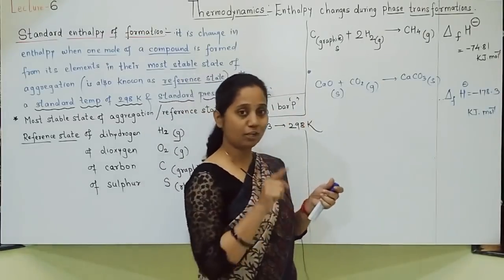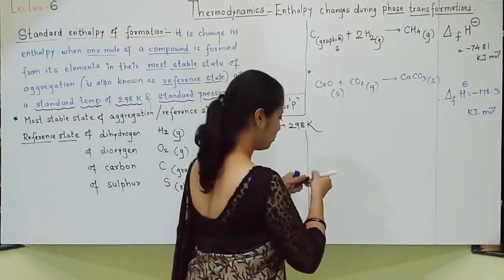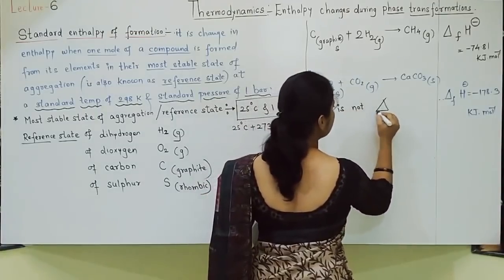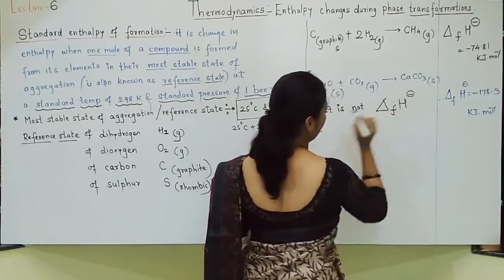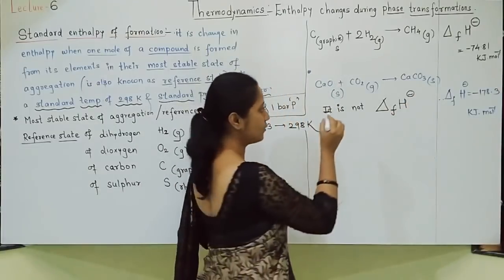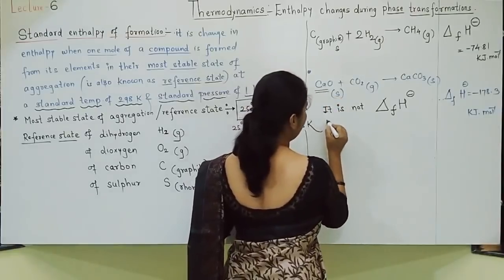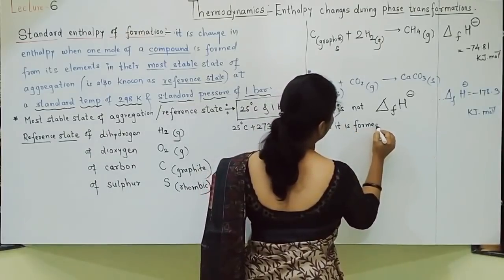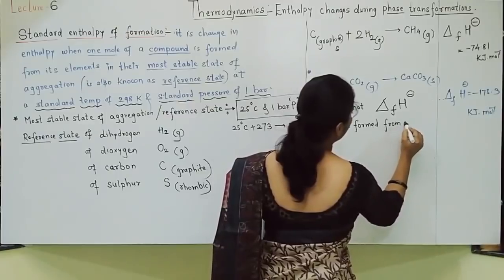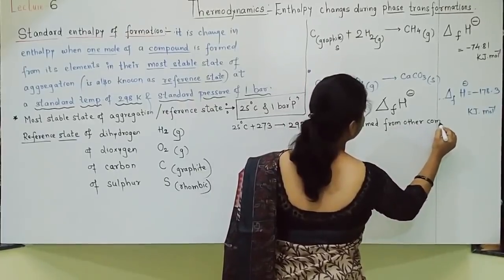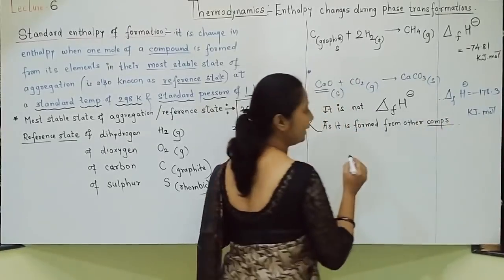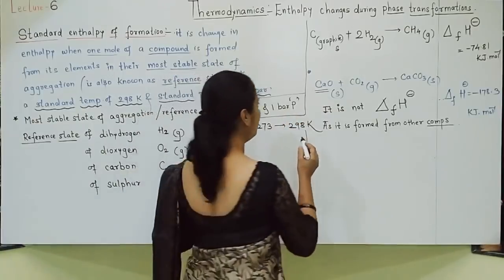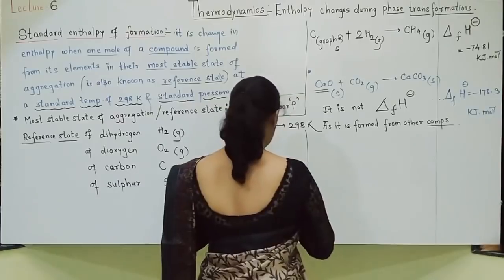Understood? So this is not standard enthalpy of formation. So you should write it is not standard enthalpy of formation. Why? Because it is formed from other compounds and not from its elements. Like this you should understand. Clear? So this is not. Let us take one more example to make the things clear.